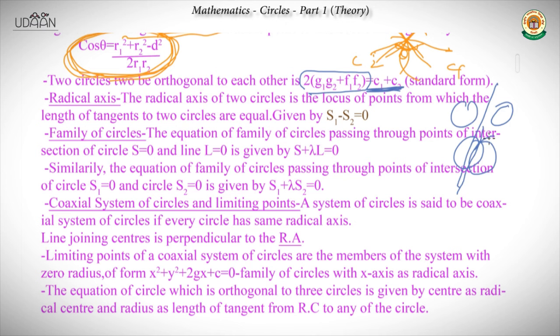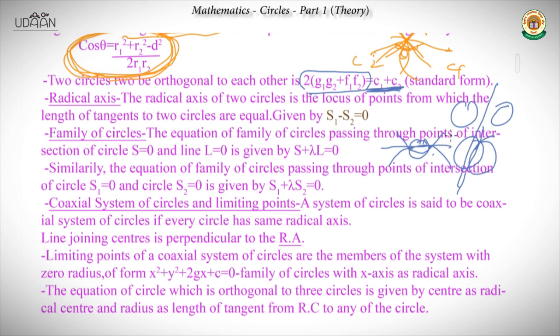Now we introduce a new term known as a family of circles. What exactly does a family of circles mean? We can define some certain circles to be a family when they satisfy specific conditions. For example, if you take a circle and a line, and we want to find the equation of all the circles passing through the points of intersection, there will be infinite circles passing through the 2 points. So if S equals 0 is the equation of the circle and L equals 0 is the equation of the line, then S plus lambda L equals 0 gives all the possible circles passing through those 2 points.